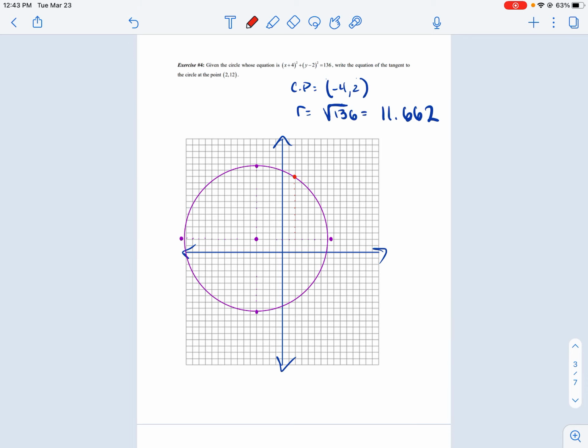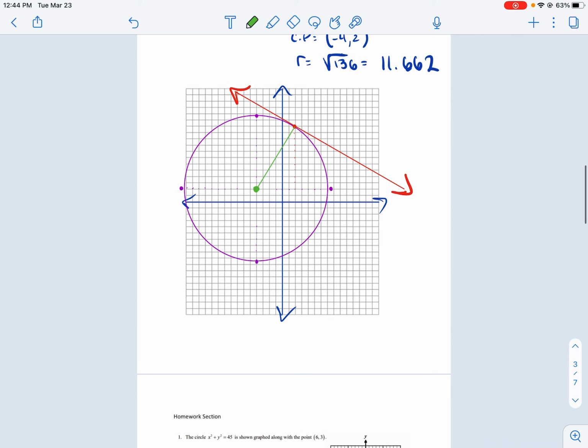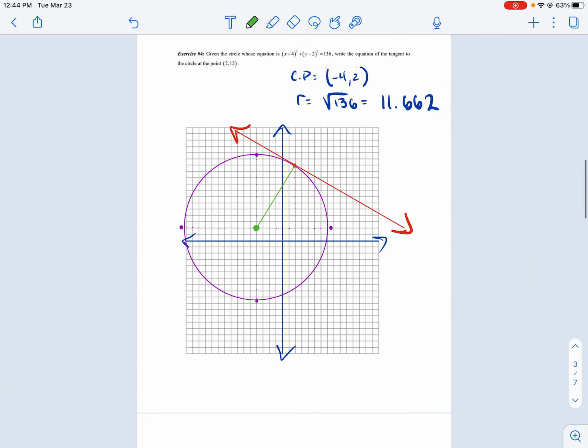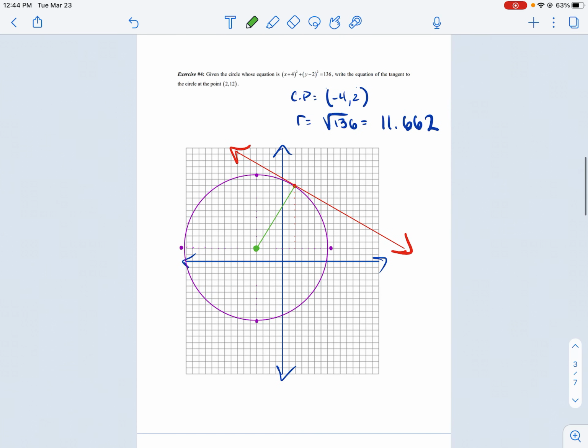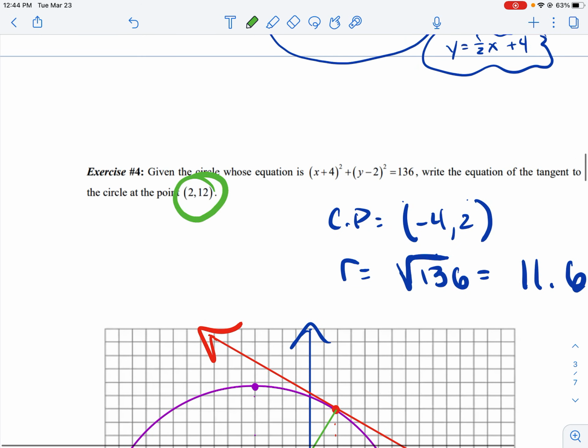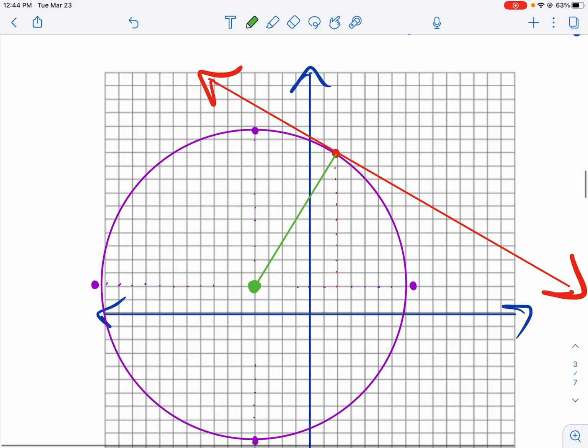So your tangent line looks something like this. Okay? Will look something like that. And it's going to be perpendicular to our radius. Okay, because all tangent lines are perpendicular to the radius. So, let's see. So we need this point, 2, 12. We need to find the slope of this line here.